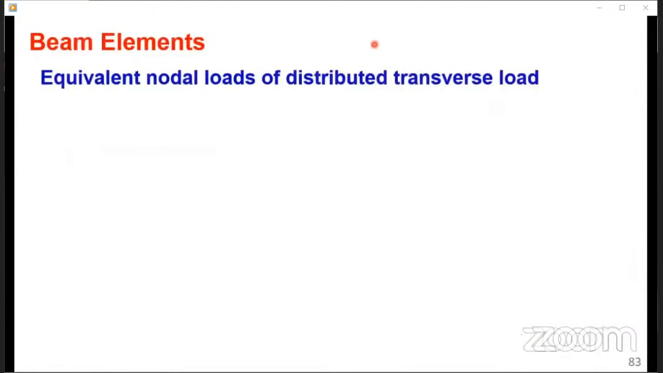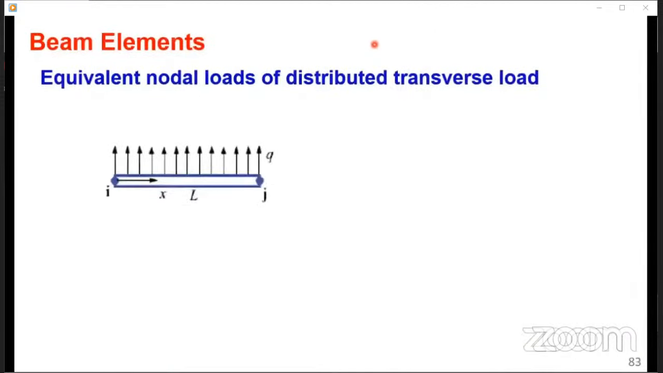Let me mention something before we see another example. When we have a uniformly distributed load, a transverse distributed load, we have to convert this, because we say loads are applied at the nodes. We need to convert this into what we call an equivalent nodal load. To do this, we utilize what we call the work equivalence method.